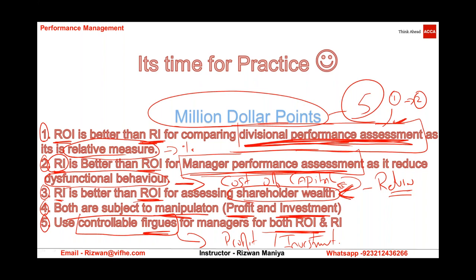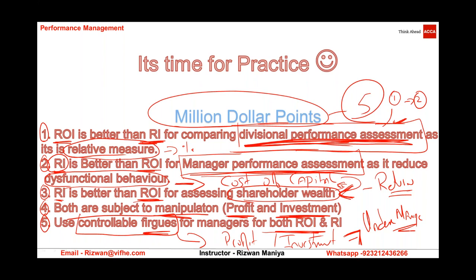Now what does this mean? This means all those profits and investments that come under the control of the manager. Or I should say, all those investments that have been made by the manager, the manager should be responsible for that. All those profits that have been earned because of the manager's decisions, the manager should be responsible for that. So for assessing managers, we will use controllable, meaning those that are in the control of the manager. Okay, so remember these points.